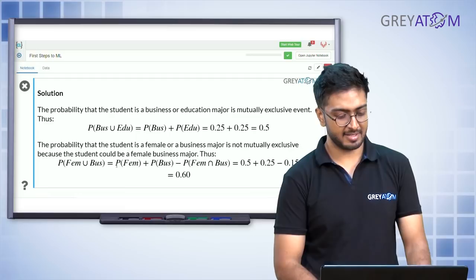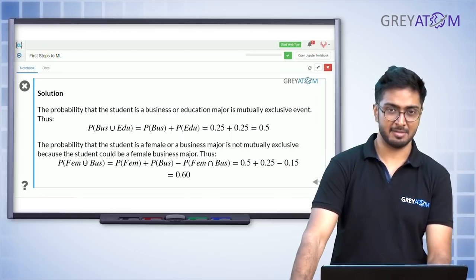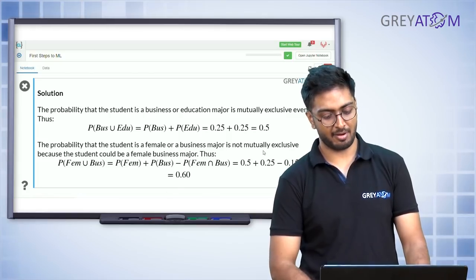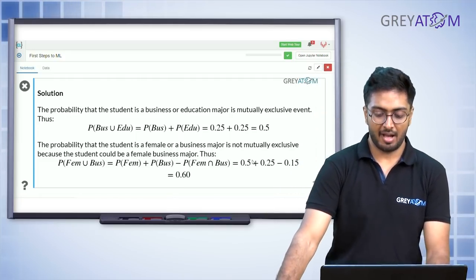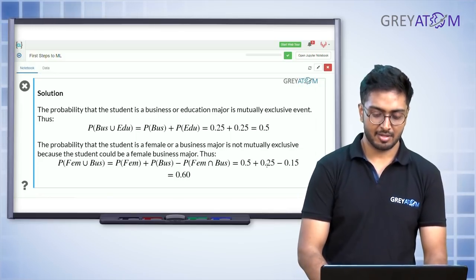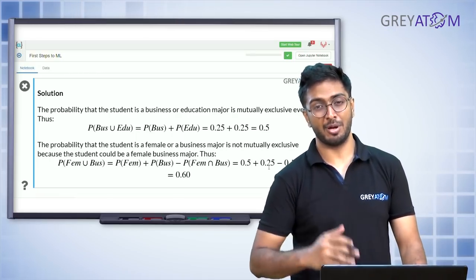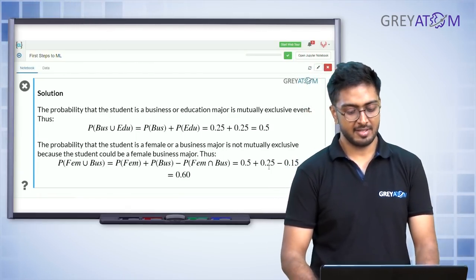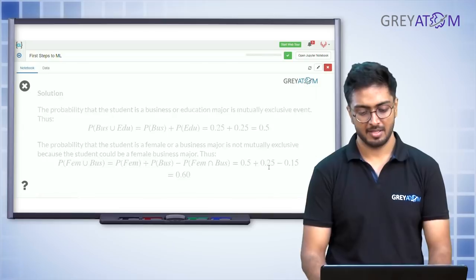So now the probability that someone would be female or a business major is the probability of female plus the probability of business major minus the probability of being both a female as well as a business major. So that you can see is 0.5, because there are total 50 females out of 100 students. After that, the probability of business is the same 0.25, because there are 25 students in each of the majors, minus the probability of female intersection business, right? So the probability of people who are both female as well as business major is 15 out of 100, so 0.15. So that comes out to be the probability that a student could be a female or a business major is 0.60.